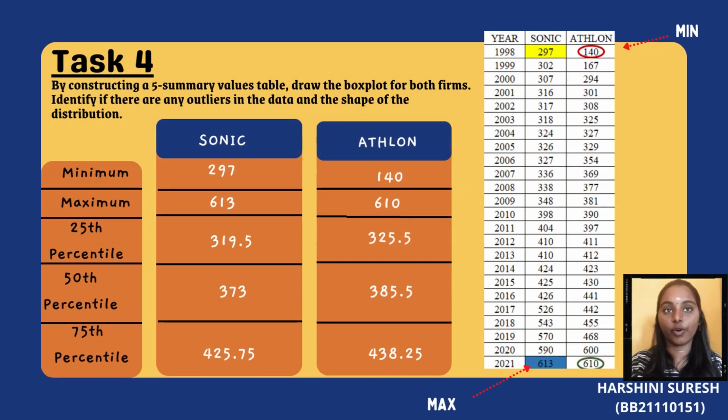Next will be task 4. By constructing a 5 summary values table, draw the box plot for both firms. Identify if there are any outliers in the data and the shape of the distribution.